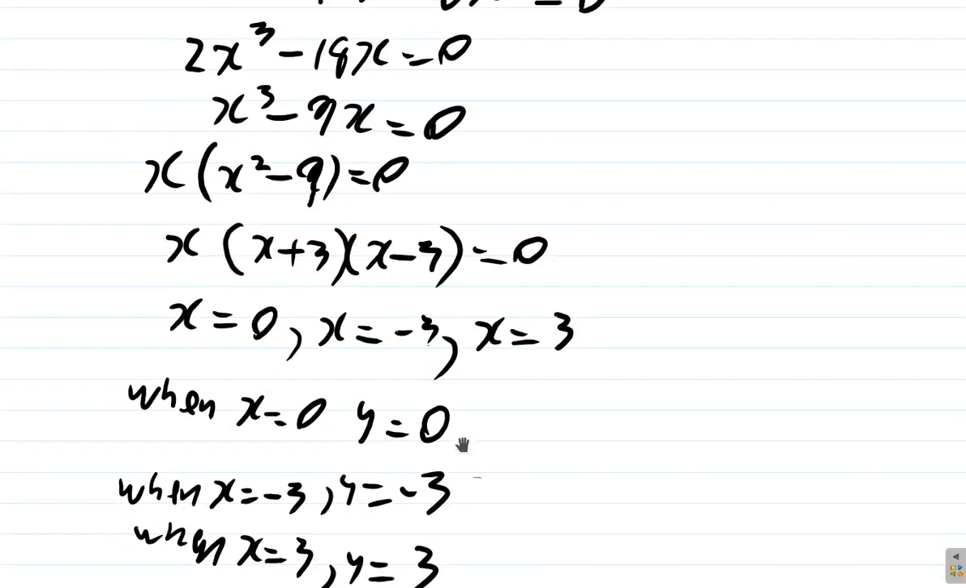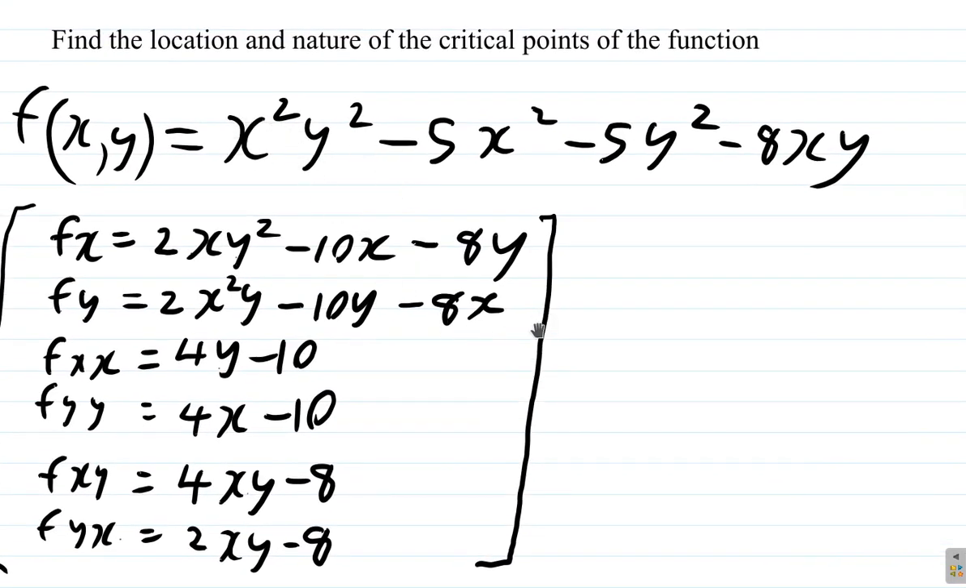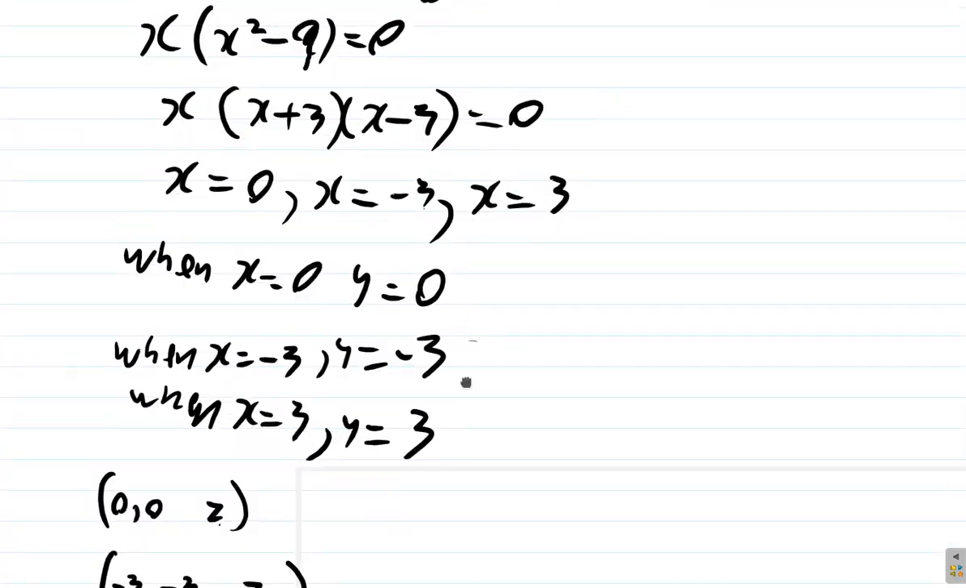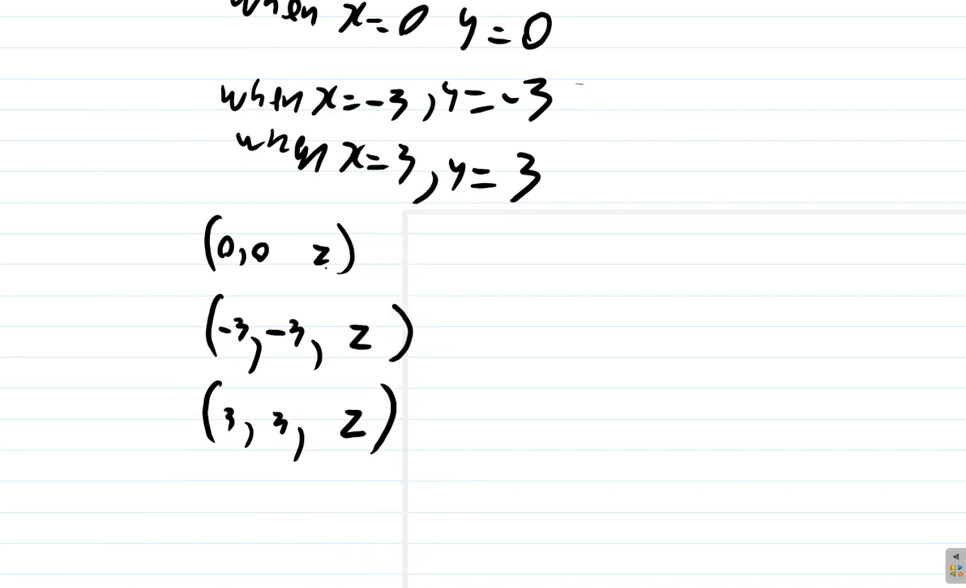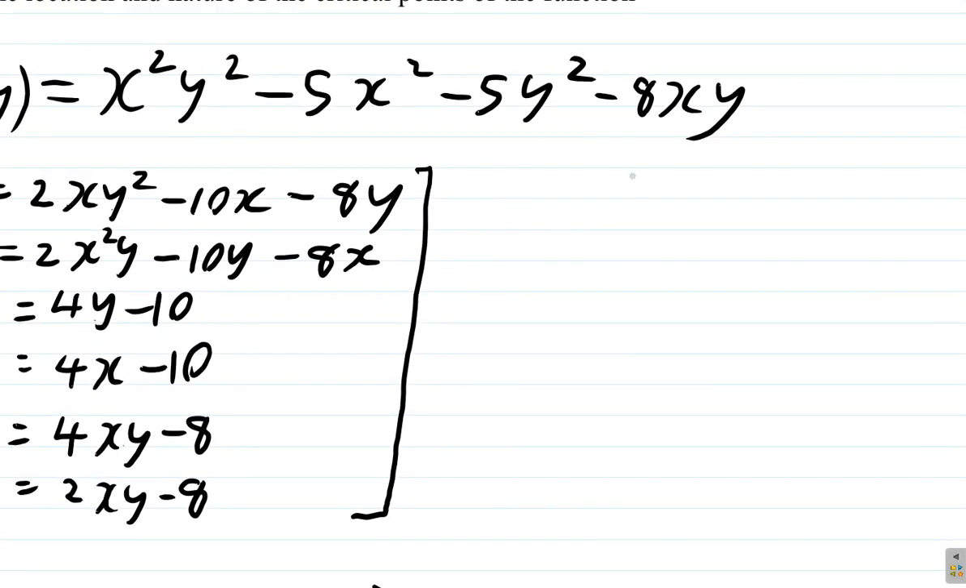Now, when x is 0 and y is 0, what is z? Remember, f of x, y is what we call z, the third axis. So it would be 0, 0, 0. Everything would amount to 0, so z would be 0. So x is 0, y is 0, z is 0, right at the origin. What about negative 3 and negative 3? What would z be?